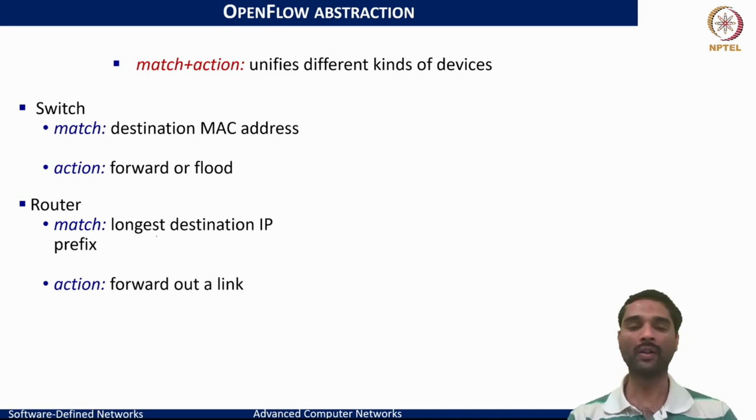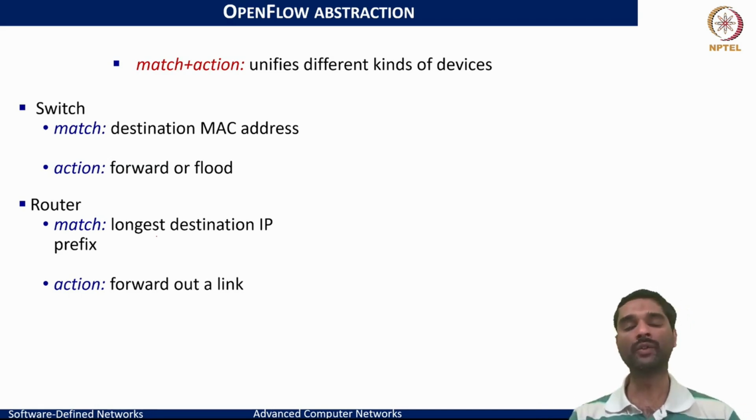And with the match action abstraction, we can specify the rules to say match on the destination MAC address. And then if there is a perfect match, you forward. If there is no match, you flood. And this serves the role of a switch. So we can now implement the switch on commodity hardware or just on our bare Linux machines.